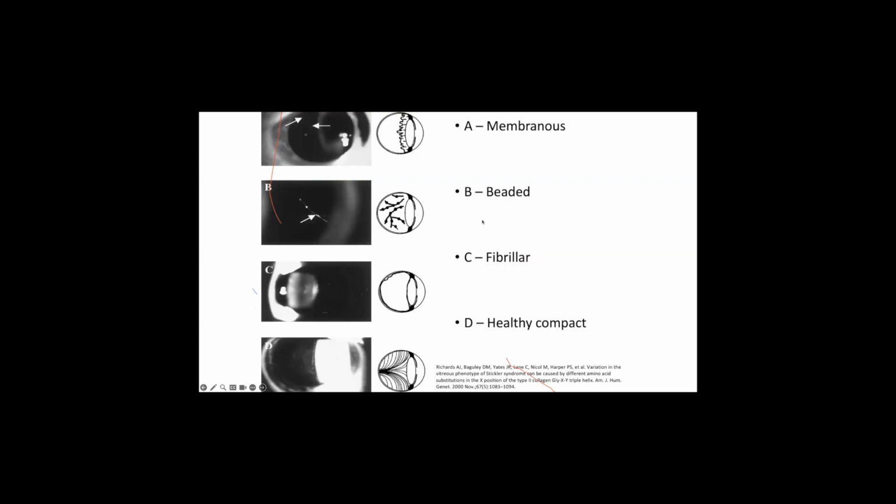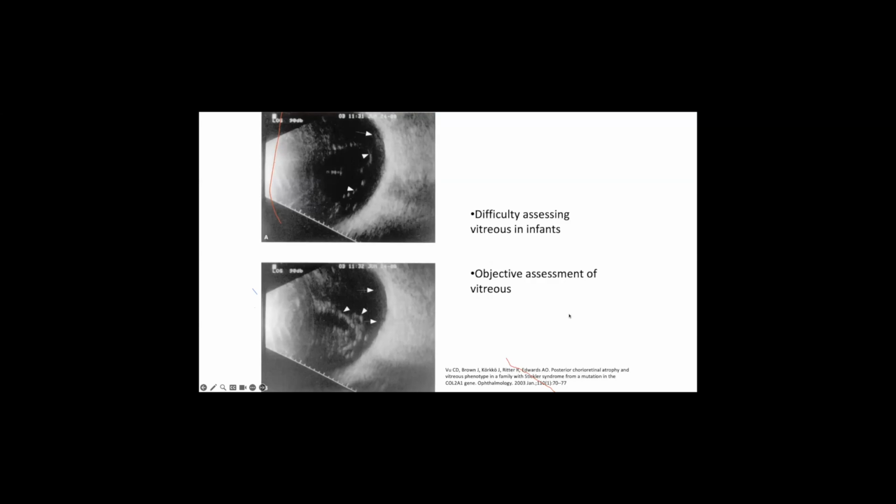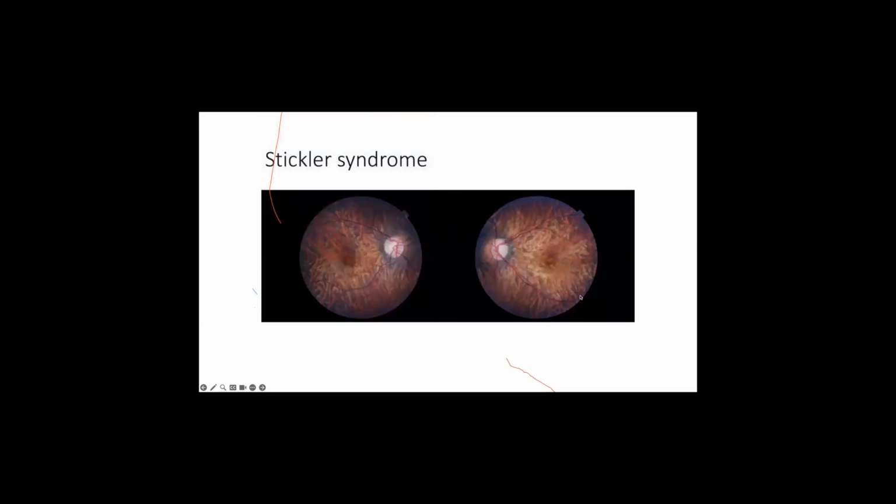But with somebody with Stickler, you might have one of a few things. You might have a slight ragged membranous change. You might have one or two little beaded changes. You might have a fibrillar appearance that's quite hard to see. It wouldn't be like a normal vitreous. And if you're struggling to see it, technically you should be able to use an ultrasound scan to do this, but it's extremely hard to do.